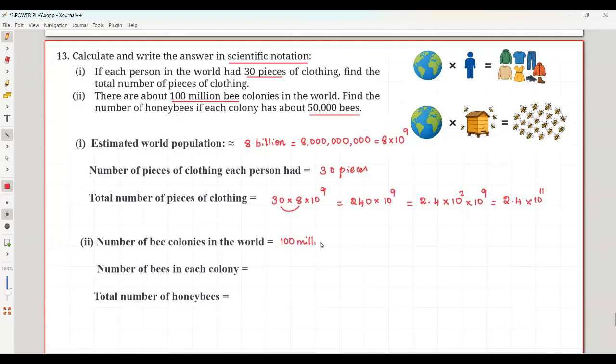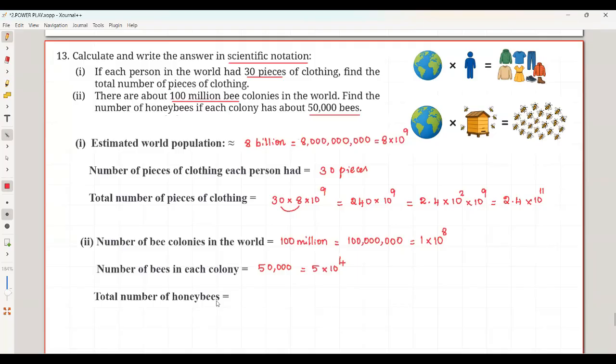We will write 100 million in the international system and then in standard form. 100 million is 1 into 10 to the power, just count the zeros: 8. So 10 to the power 8. The number of bees in each colony is given as 50,000. In standard form, that is 5 into 10 to the power 4, since there are 4 zeros.